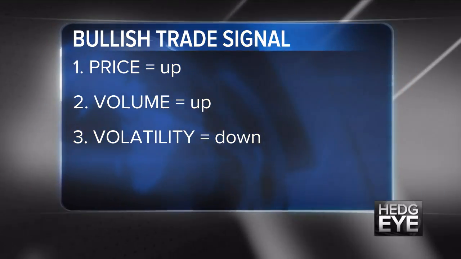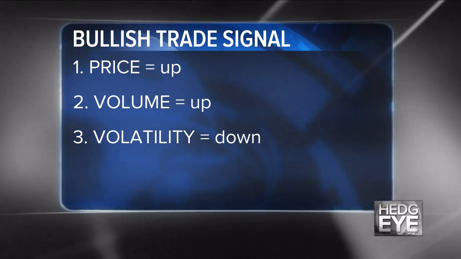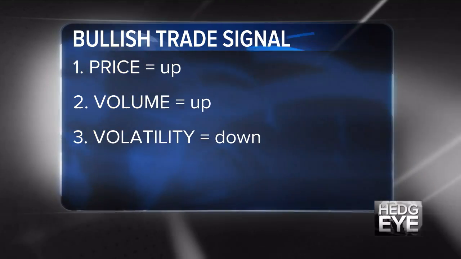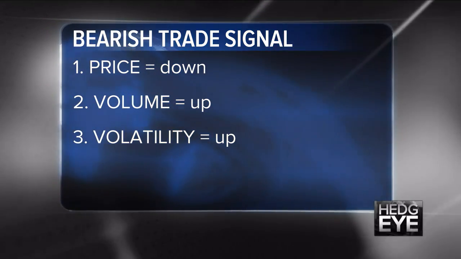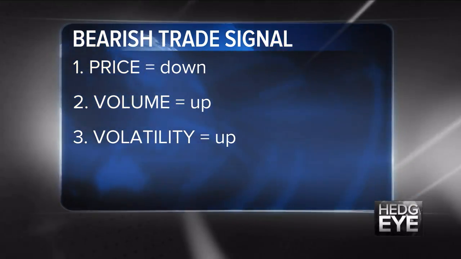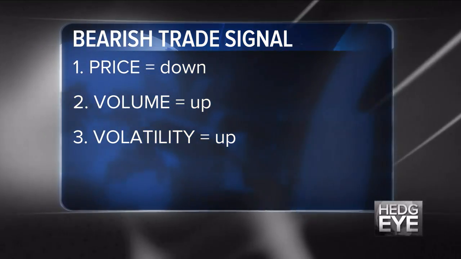If I see that the price is up and the volume's up and volatility on an implied basis is breaking down, that is very bullish in terms of an immediate term signal. Now the second chart is bearish. So again, if price is down and volume is up and volatility starts to rise on an implied basis, that's a very negative signal. So that's actually a very negative signal that we got yesterday.